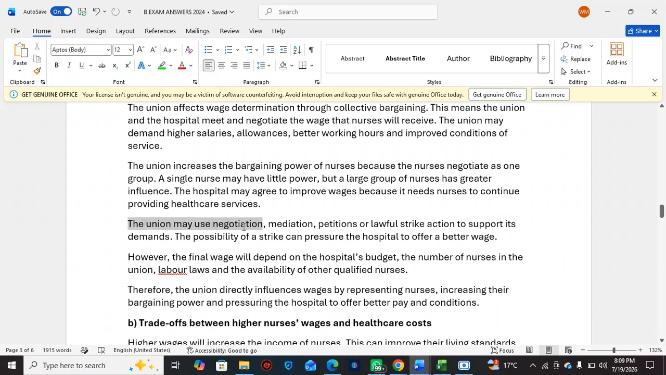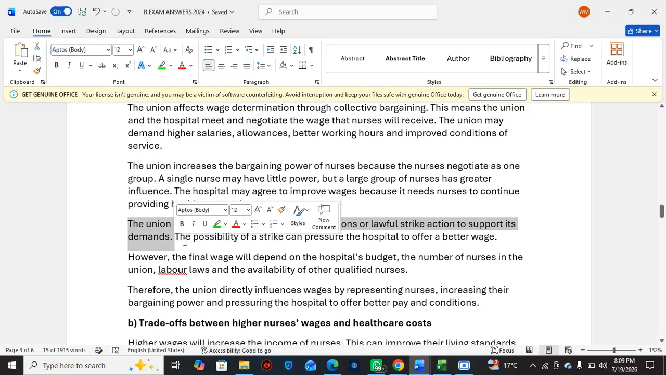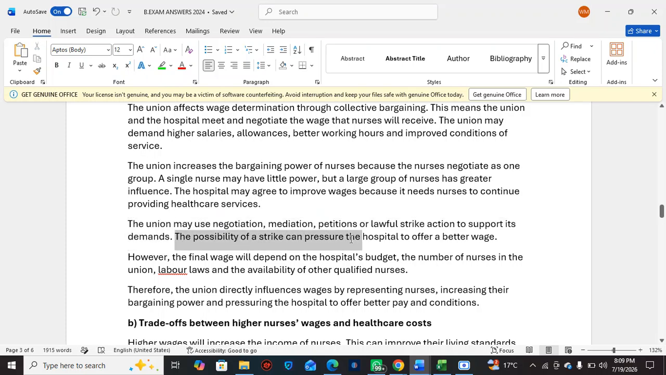The union may use negotiation, mediation, petitions, or lawful strike action to support its demands. The possibility of a strike can pressure the hospital to offer a better wage. So these strikes are the ones that can really bring the hospital to a standstill. But it doesn't mean that they can force the hospital, because the hospital can also come back and say, these are the expenses we incur, so the wage that you're demanding, maybe it will be too much.